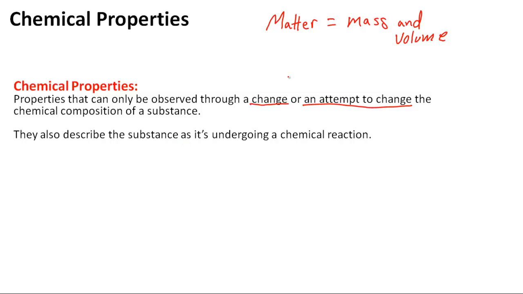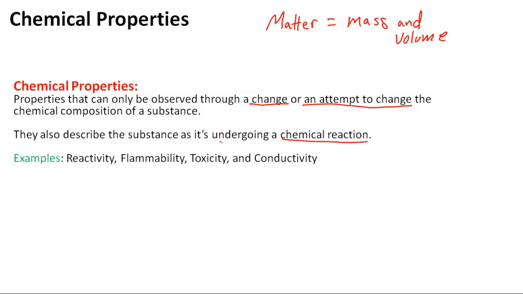So to change or to attempt to change the chemical composition of a substance, we have to do a chemical reaction or observe a chemical reaction to see what kind of chemical properties it has. Let's take a look at some examples of chemical properties. One example is reactivity. Reactivity, flammability, toxicity, and conductivity are all examples of chemical properties.